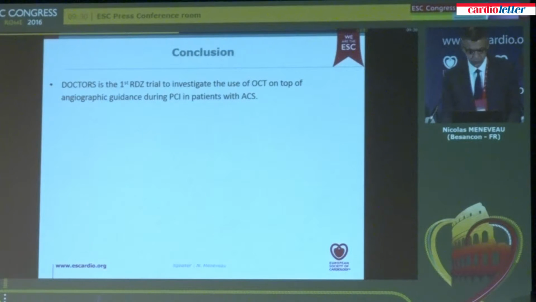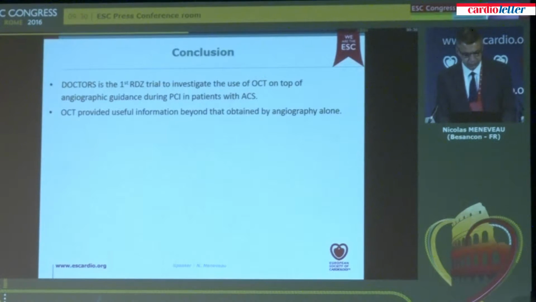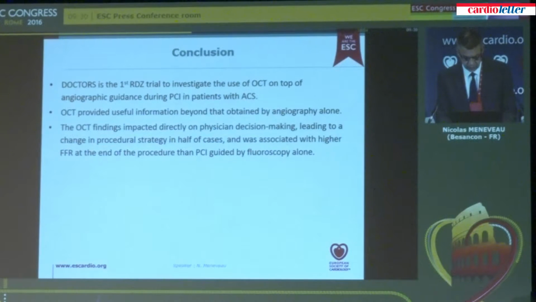So in conclusion, DOCTORS is the first randomized trial to investigate the use of OCT on top of the angiographic guidance in patients with acute coronary syndrome submitted to PCI. OCT provided useful information on top of that obtained by angiography alone, and this additional information led to a change in procedural strategy in 50% of cases and was associated with higher fractional flow reserve at the end of the procedure.